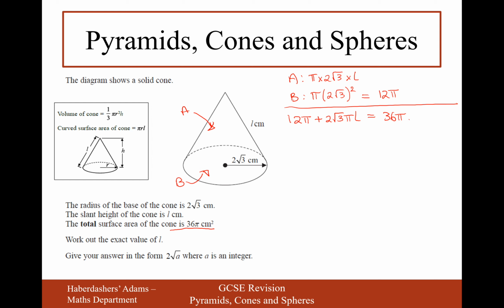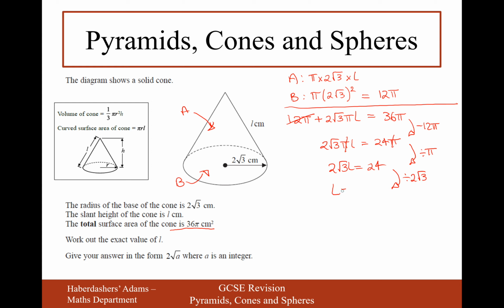Okay, so let's take away 12 pi from both sides. So we've got 2√3 pi L equals 24 pi. Let's now divide by pi on both sides, and we get 2√3 L equals 24. L needs to go on the left, so we'll divide by 2√3.